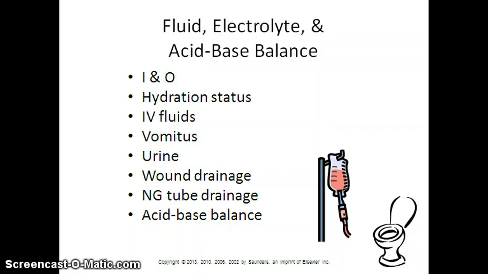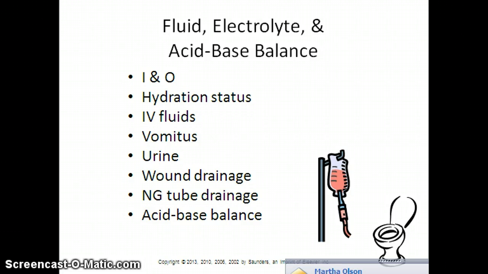We're going to start with fluid, electrolyte, and acid-base balance. Things to consider and remember throughout the process. Our patient has been NPO. They've probably been NPO since midnight, and then they are NPO throughout the entire surgical period. They also have loss of fluid during the procedure. They can have loss of blood. We need to think about how many fluids they're given prior to surgery, during surgery, and after surgery. So fluid volume deficit or fluid volume overload may occur anytime.